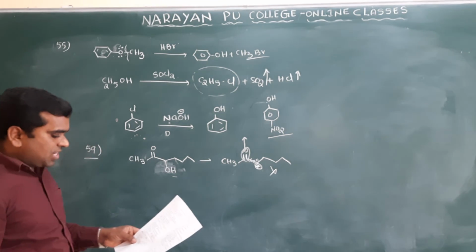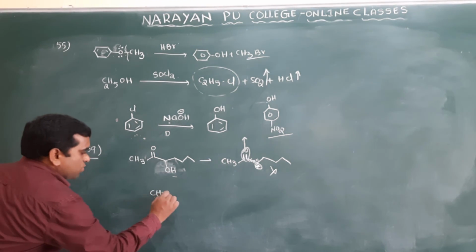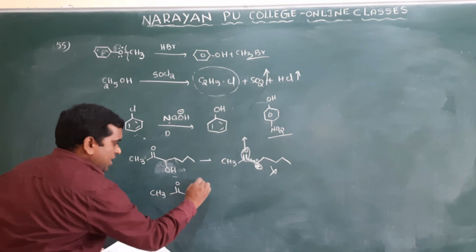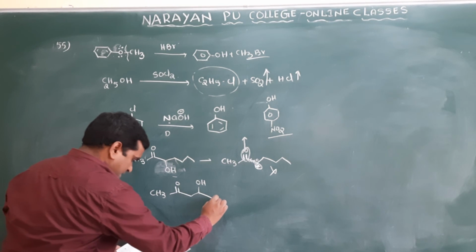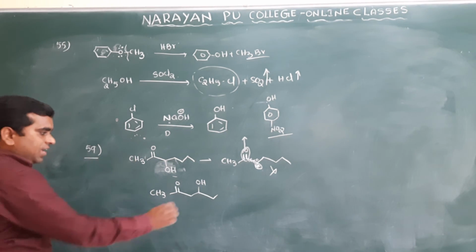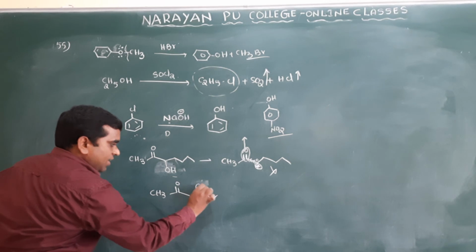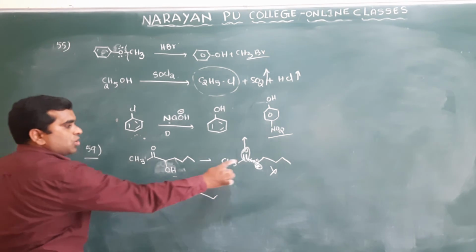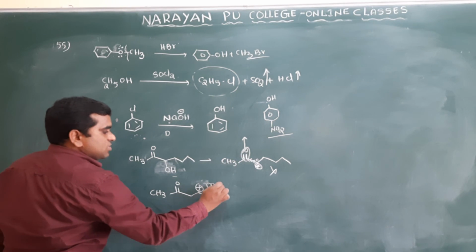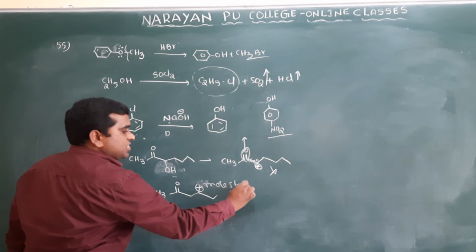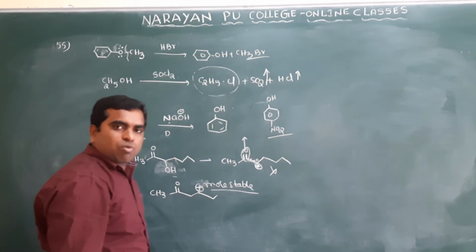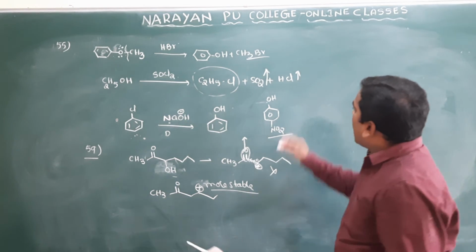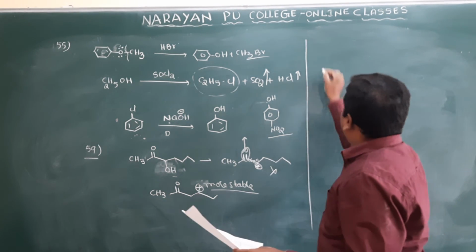But look at option 3: CH3, C double bond O, and here the OH is placed further away. Clear? If you remove the OH, you get a positive charge that is away from the electron withdrawing group. So compared to the remaining three, this is more stable. If it is more stable, that molecule dehydrates very fast. So what should be your answer, Maria? Option 3 is the answer.